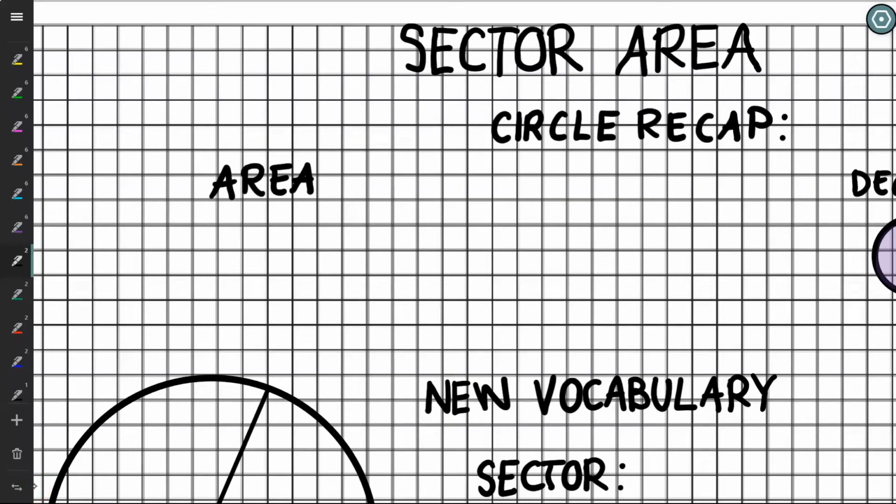Alright guys, welcome back. We are starting a new topic today. We are done with transversals and we're moving into circles. So today we're going to talk about sector area.